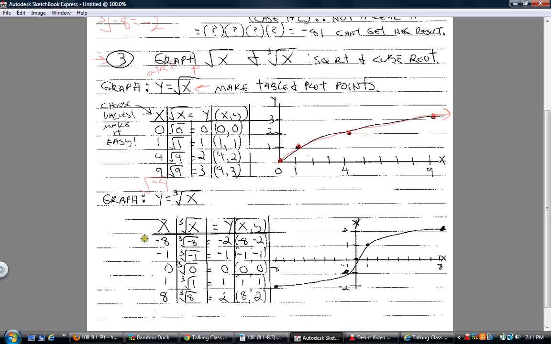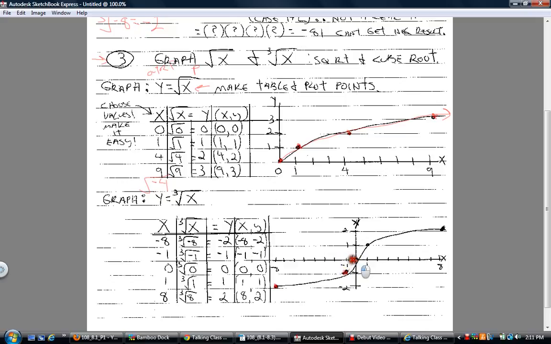Cube root functions, same idea. Again, the expanded xy tables. Now you can start with a -8, because can you take the cube root of -8? The answer is, the result is -2. So plot these ordered pairs: -8, -2. I find these patterns very interesting, these graphs. The cube root of -1 is -1, so you're at -1, -1.